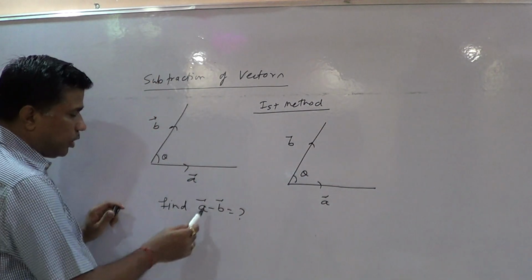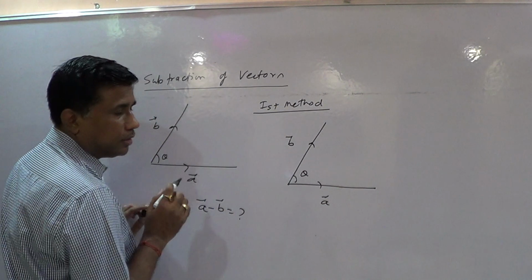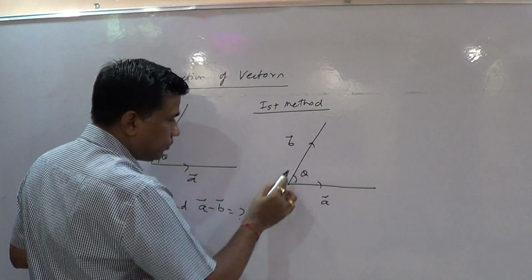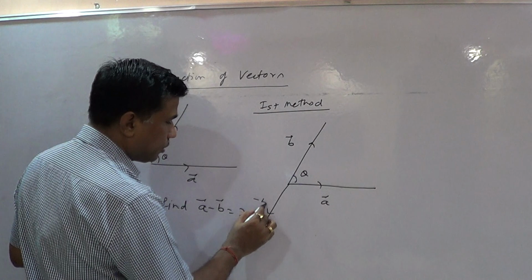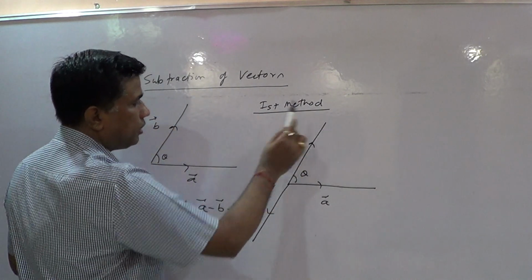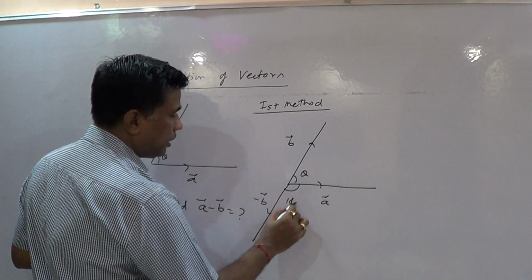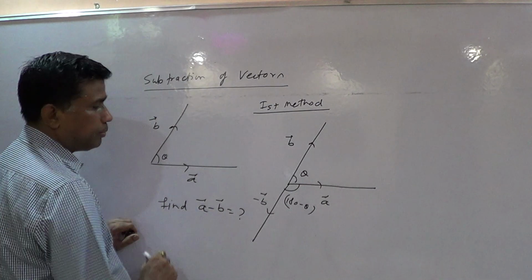Now students, we have this vector A, but we don't have this minus vector B. Students, listen seriously. If this is vector B, then what is this? Minus vector B. If this is vector B, this will be minus vector B. So this angle will be 180 minus theta. Now students, we have both vectors A and minus B.